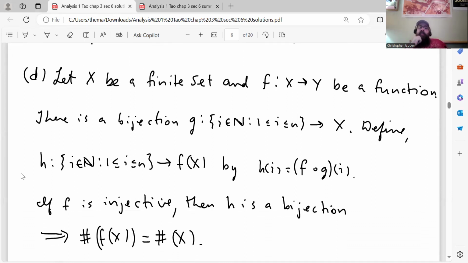All right, let X be a finite set. And I'm just going to check the audio again just because I'm worried. Okay. I hope it's still working. It looks like it's frozen. I don't know.